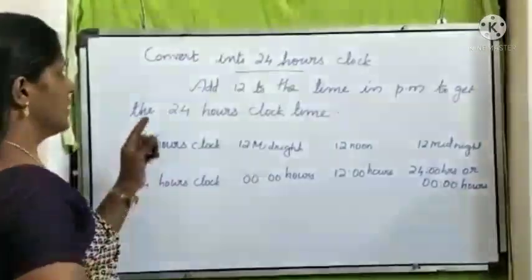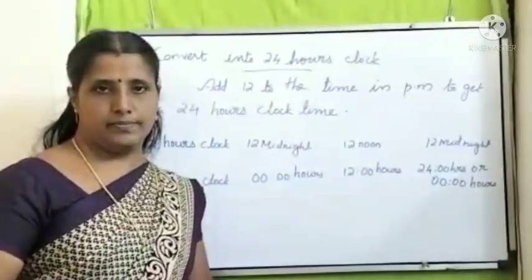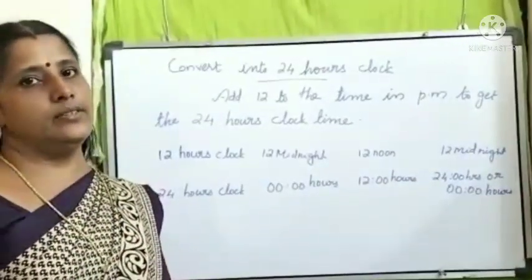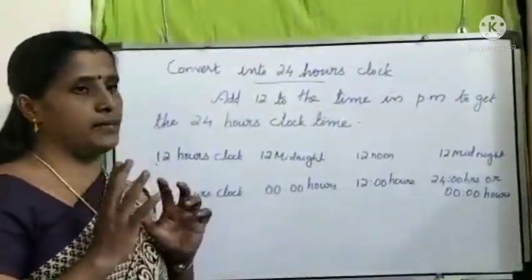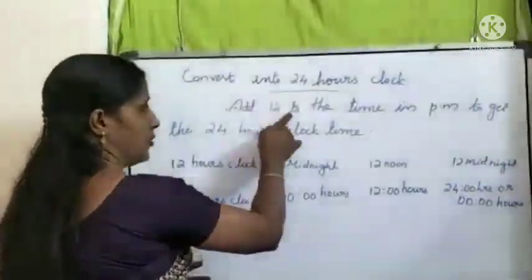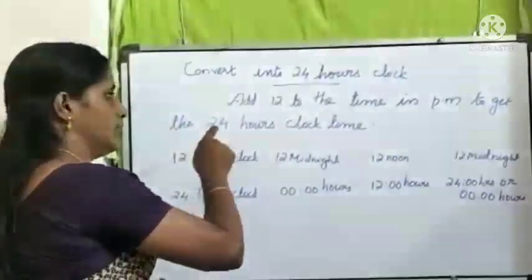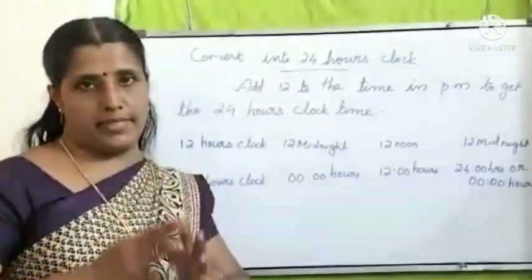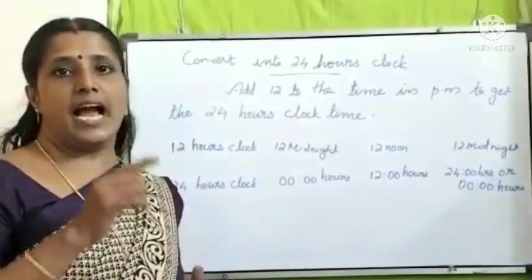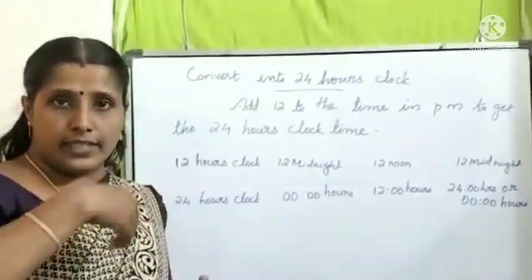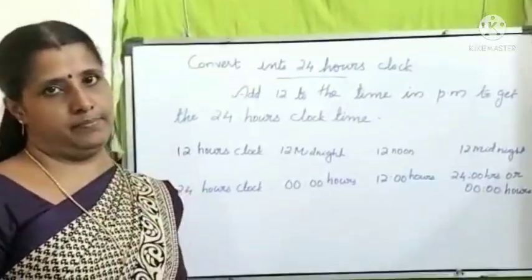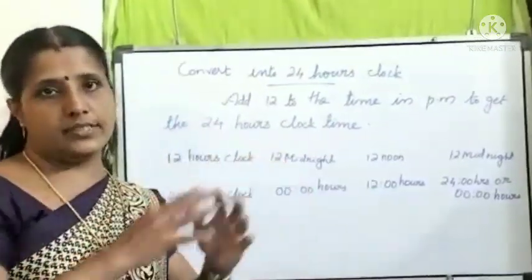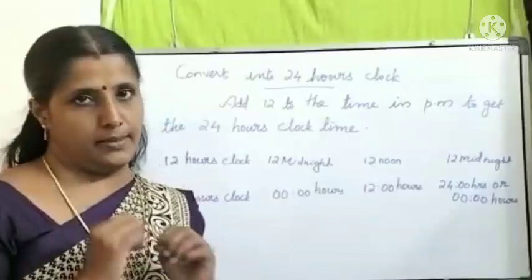The next topic is converting into 24 hours. The given time is in the 12 hours clock, so we need to convert it into 24 hours. The main point I discussed here is to add 12 to the time in the PM to get the 24 hours time. That means PM means 12 noon to 12 midnight, and that time we add 12 to the hours. So we get the 24 hours clock time. Understand? In PM time we add 12 to the hours, and we get the 24 hours time.